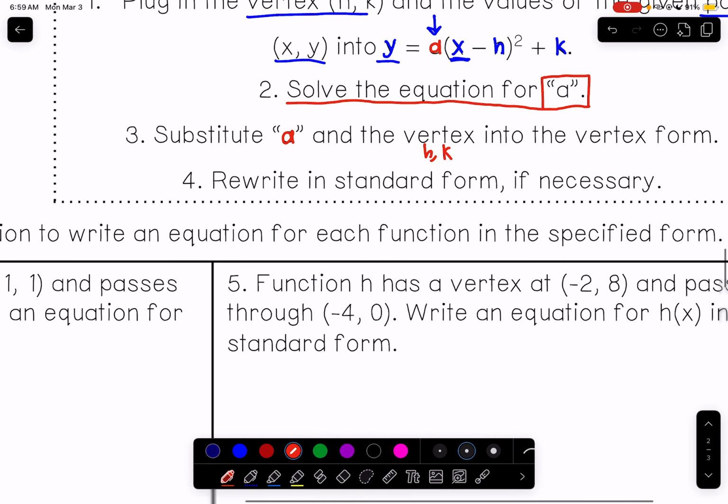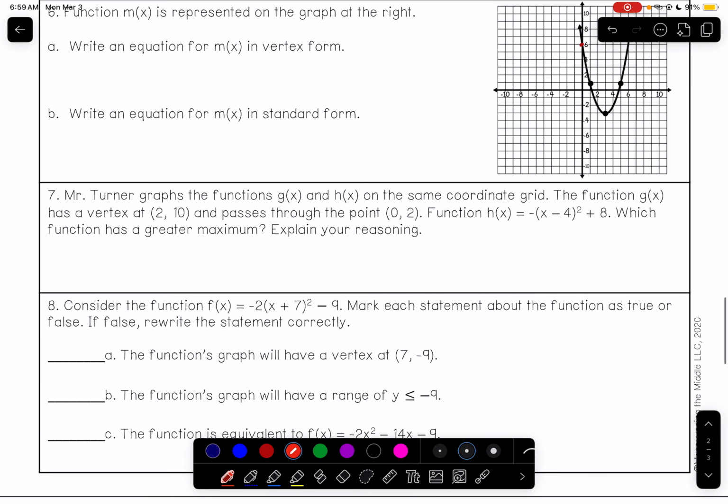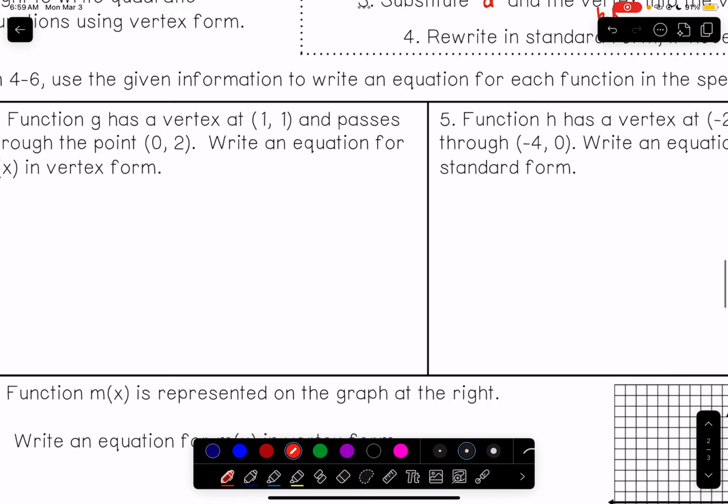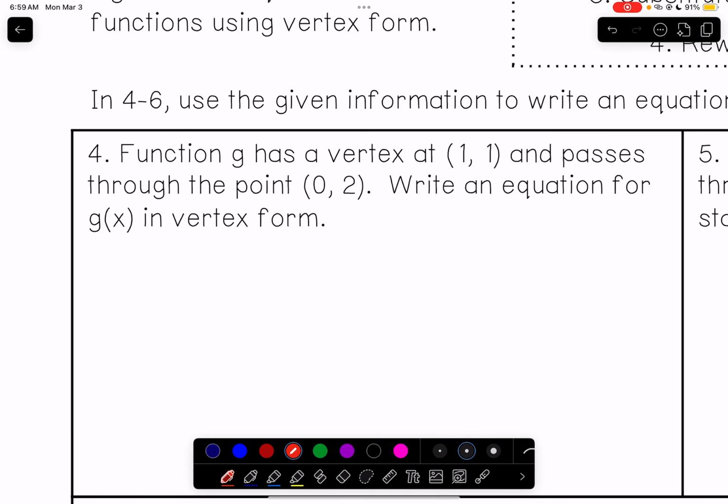So in practice, let's see. I'm going to definitely do 4, 5, and 6. I might get to 7 and 8, we'll see. Okay, number 4. Function g has a vertex at 1, 1 and passes through the point 0, 2. Write an equation for g of x in vertex form.